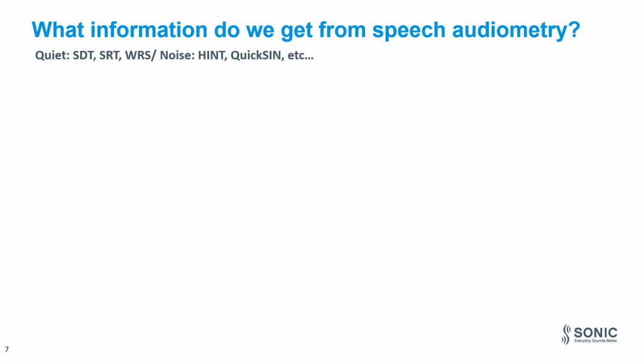You can perform speech audiometry by presenting speech in quiet, for example, SDT or speech detection threshold, SRT or speech reception threshold, and WRS or word recognition score. And you can also do speech audiometry in the presence of noise, for example, HINT or Hearing in Noise Test, or QuickSIN, which stands for Quick Speech in Noise Test.